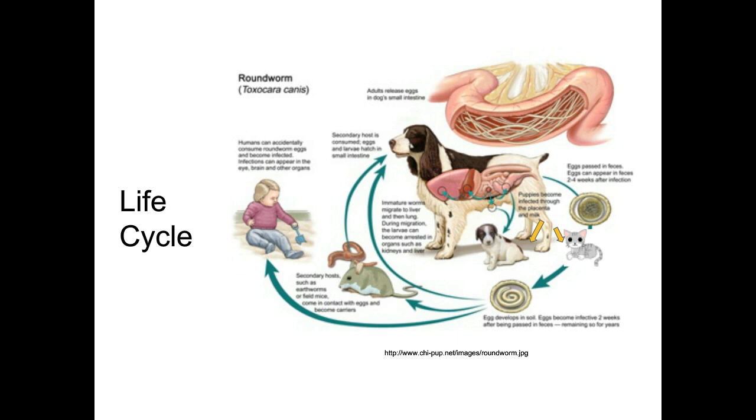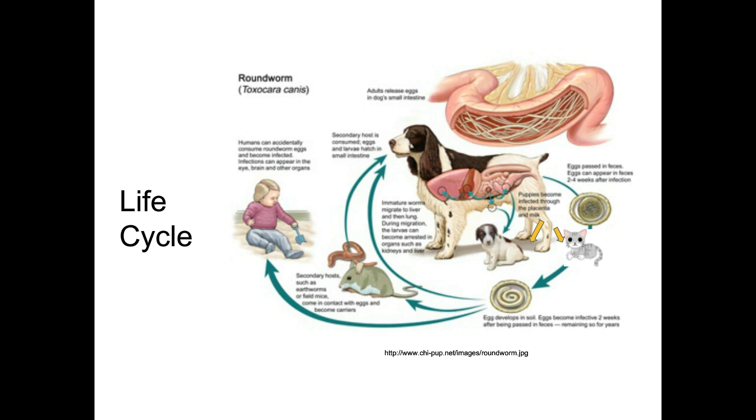Humans can accidentally eat larvated eggs. So you see that little kid in the sandbox, it's pretty gross. They can get it through the fecal-oral route. And then once ingested, the larvae doesn't really like to set up shop in our intestines. It'll move through our systems into our eye, our brain, and some of our other organs, causing these visceral larval migrans. So pretty gross. So we're going to talk about some of the ways to prevent that.